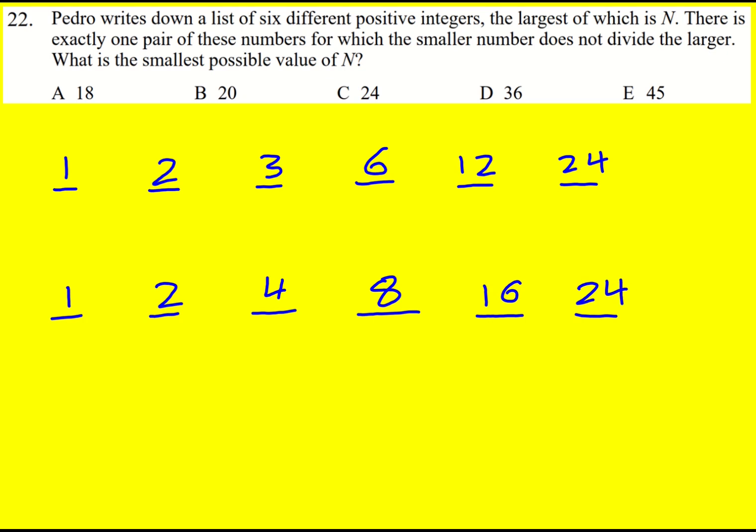So again, 24 checks out. We don't need to prove it anymore for the sake of this competition, but you can see we can get it in 2 different ways, 24, and hopefully you can convince yourself there's nothing that's going to be smaller than that.